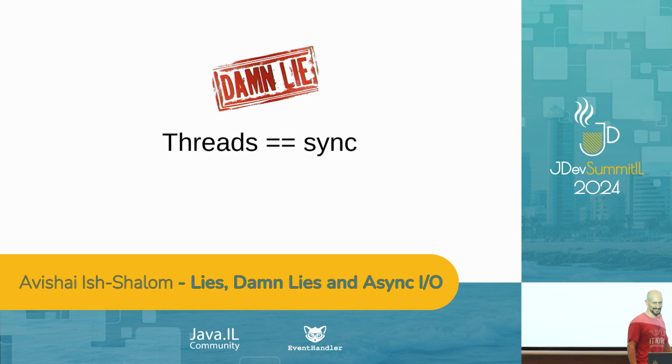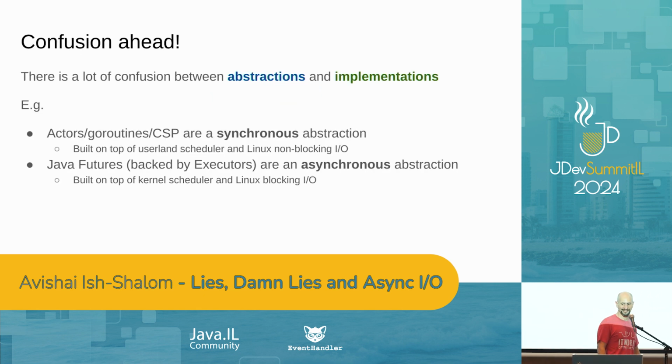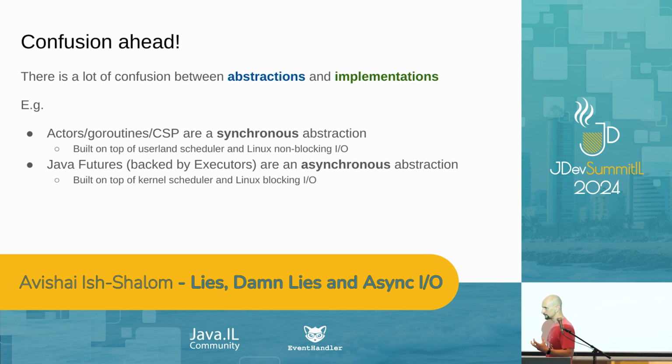So the lie here is that actually it's a confusion. Okay? Synchronous and asynchronous models are an abstraction. And the implementation can be many things. The implementation can be blocking, it can be non-blocking in terms of how it's implemented internally and what APIs it uses, what kernel APIs it uses, or what I/O APIs it uses.